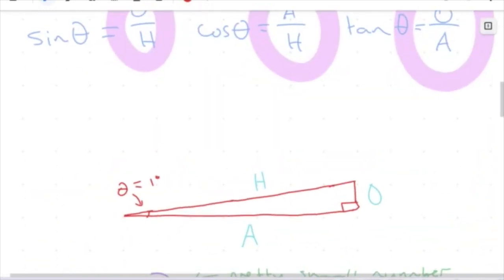Looking at cos now, I have an adjacent side that's pretty big relative to the opposite, and I have the hypotenuse, which is the longer side. That's the side opposite to my right angle.